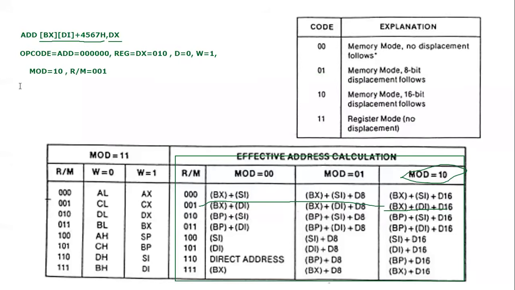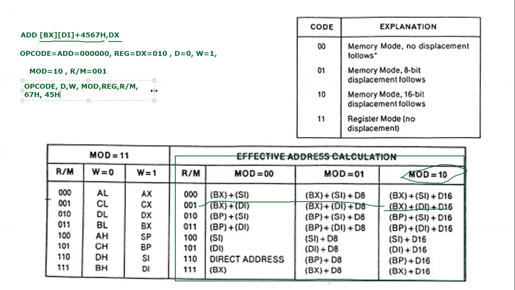Now what we will do, we will write the same instruction: opcode, then d bit comma w, then mode, then register, then r/m. And of course in this we have also displacement. We don't have any data but some displacement. So displacement will be written like first lower displacement, which is 67 hex, comma, then higher displacement 45 hex. So this is how bytes will be arranged, right?